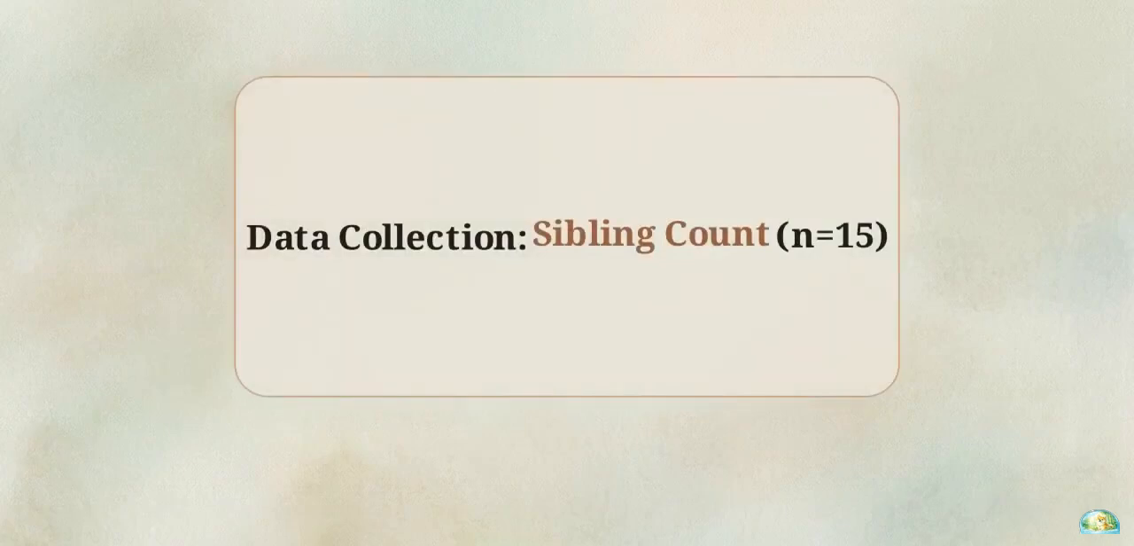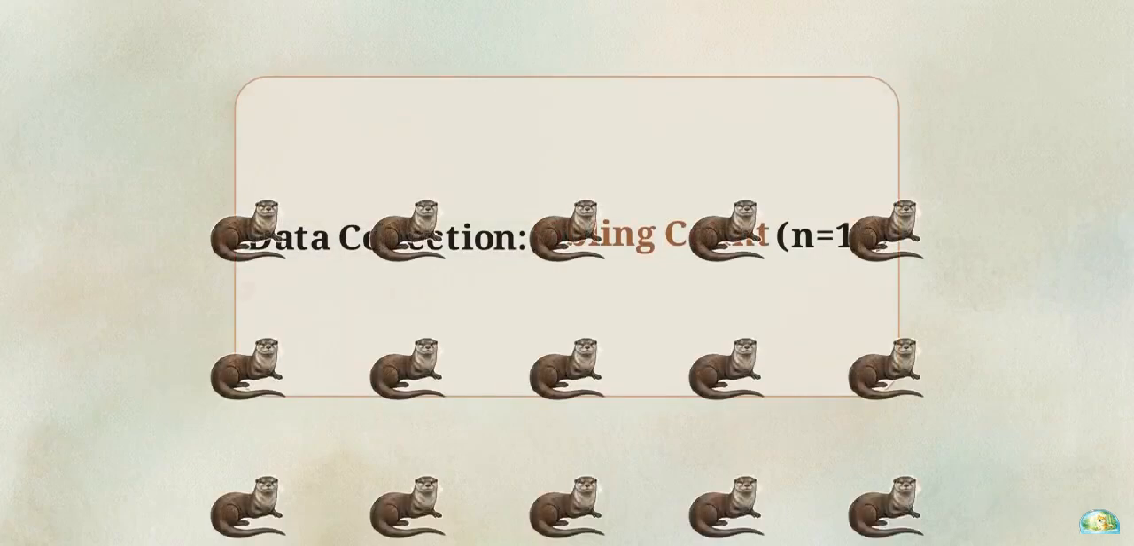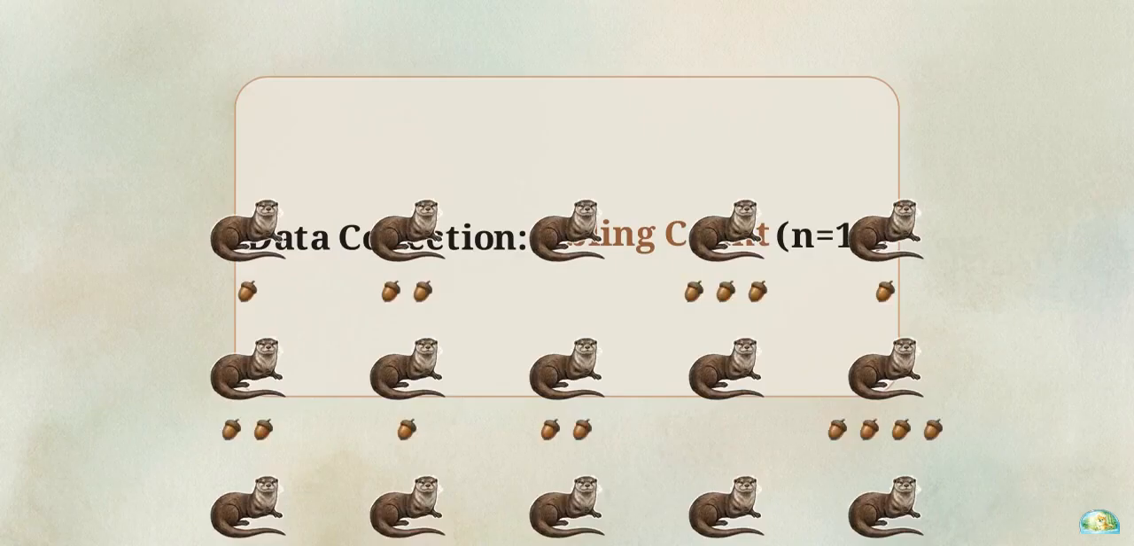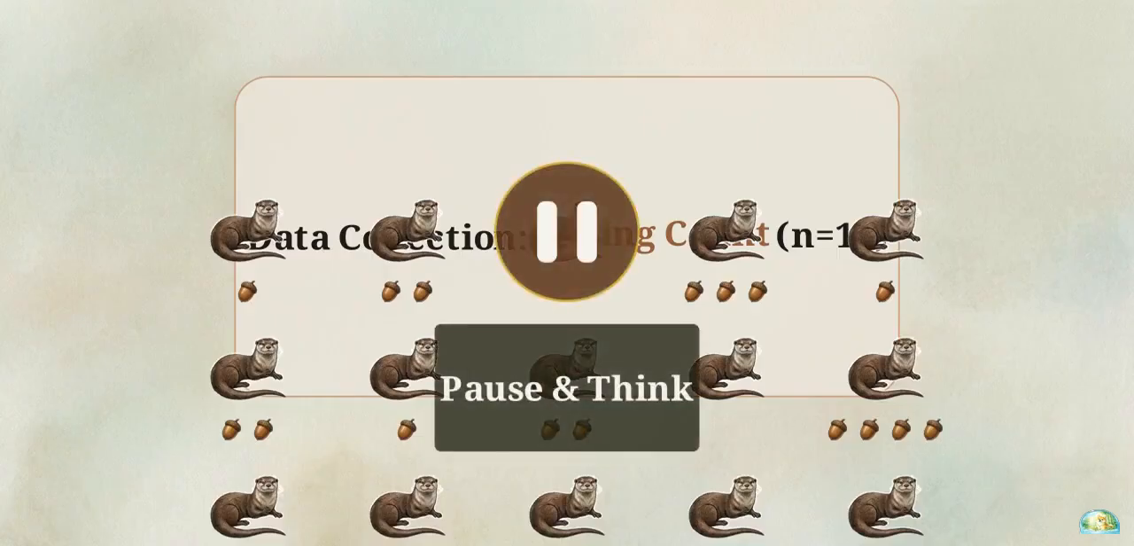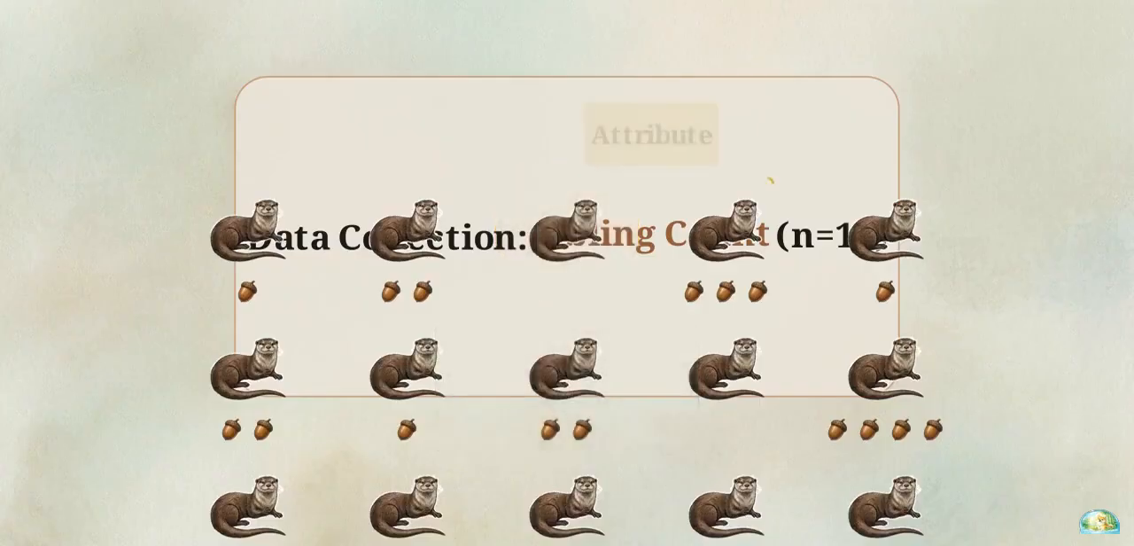Now for a survey. We ask 15 students how many siblings they have. We need to identify both the overarching attribute and what counts as a single observation. Take a moment to pause the video. See if you can distinguish the general attribute from a single observation on your own.